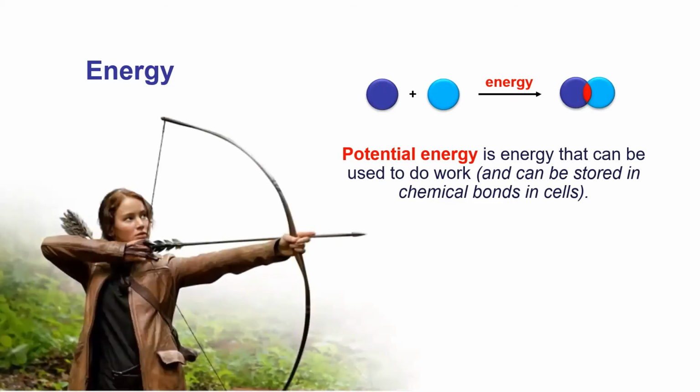So here's another way to think of potential energy. It's stored in a system. So in this case, we've got Katniss, and she's pulling her bowstring back, and energy is stored in that system. And as soon as she lets go, the energy will be released. It'll do the work, which is moving the arrow.